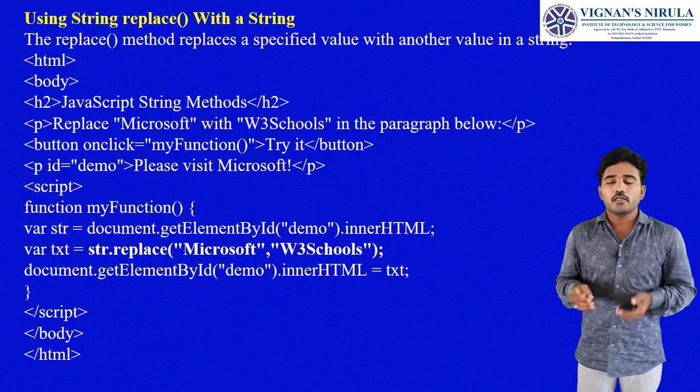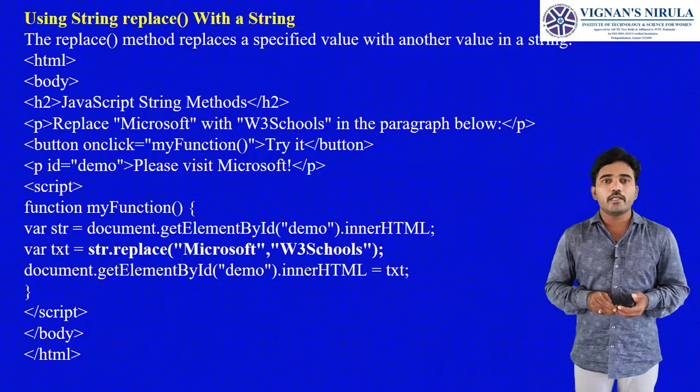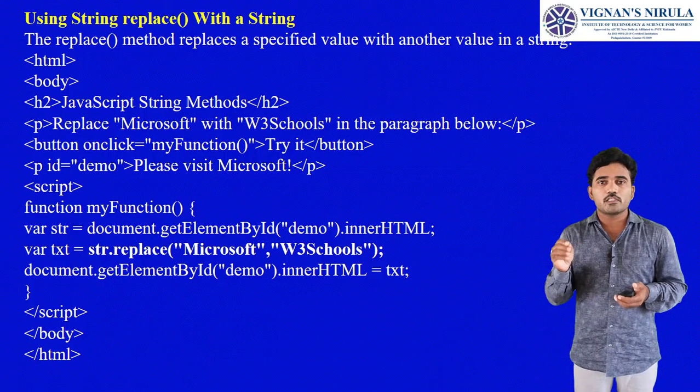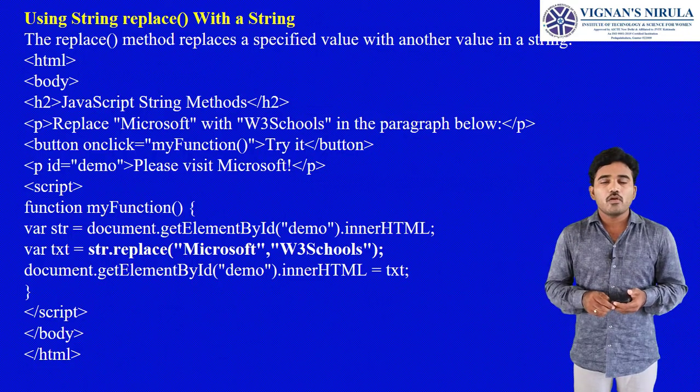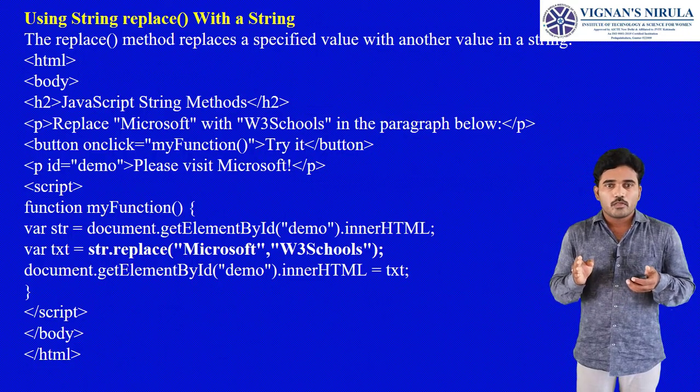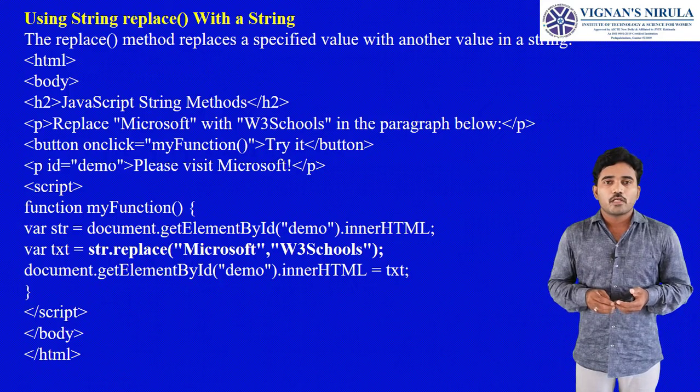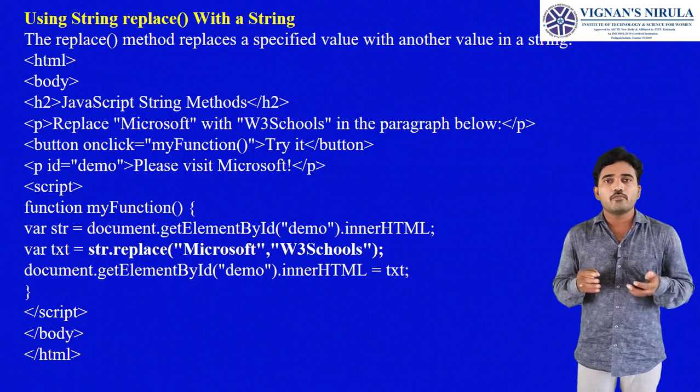So followed by that, here I have used a paragraph which has the ID demo, and for that I have used a string text, that is please visit Microsoft. So now I started the script. In that script, now I am defining the function, whose name is myFunction.